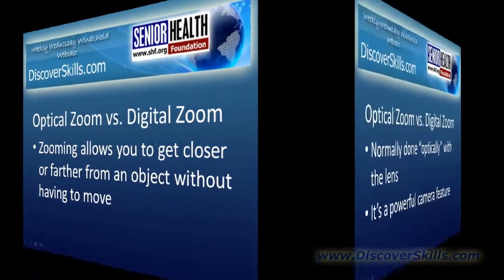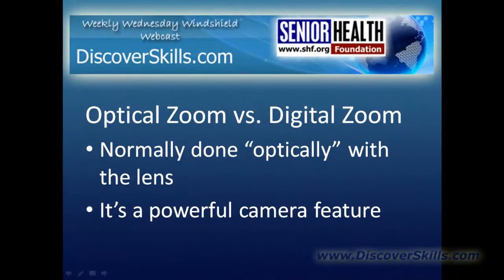It's typically done optically, meaning that the lens on your camera changes as you push a little toggle button or use a little finger switch to move back and forth. It makes the optics change so it looks like you're getting closer or farther away through the viewfinder. And of course that's zooming. Zooming is a very powerful digital camera feature. It lets you frame the picture correctly. It allows you to get closer to action that you can't get close to. It's one of the very, very important features that your camera should have.